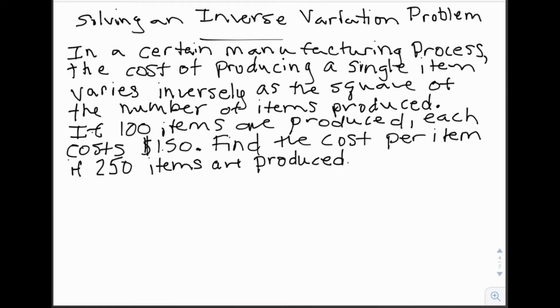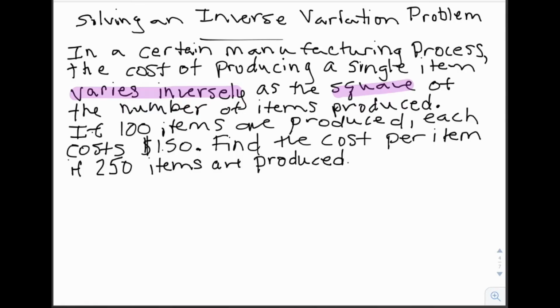So in a certain manufacturing process, the cost of producing a single item varies inversely. So varies inversely, and this one gives us a power that gives us the square of the number of items produced. If 100 items are produced, each costs $1.50. Now, let's find the cost per item if 250 items are produced.